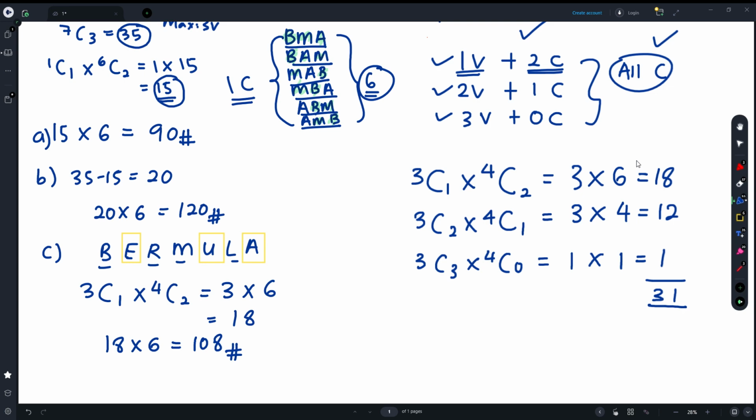All the 31 combinations will have 6 permutations. So 31 multiplied by 6, you will get 186. So that is going to be your final answer for your part D. If you want to do the other method, I can show you also. So let me erase some of my working here.